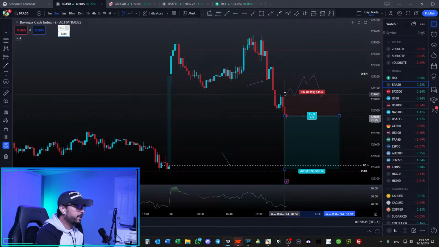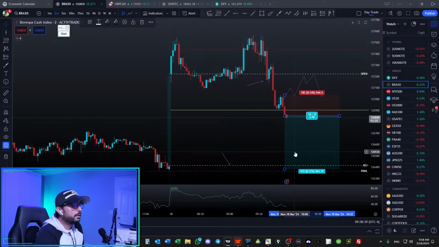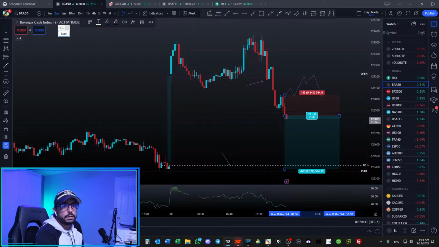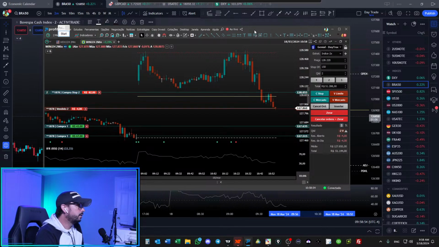And my stop is right here. My target's right there. I'd probably do a partial and put it up to break even as soon as it moves a little. So if it does, I enter here.